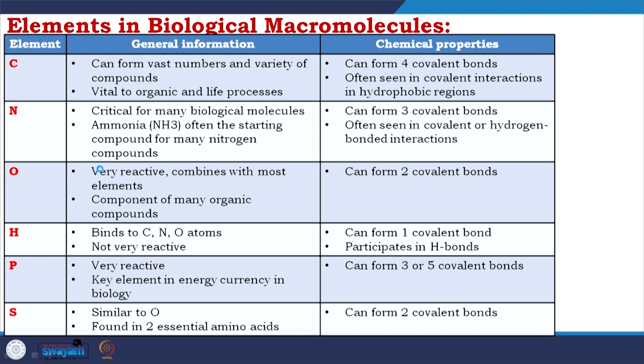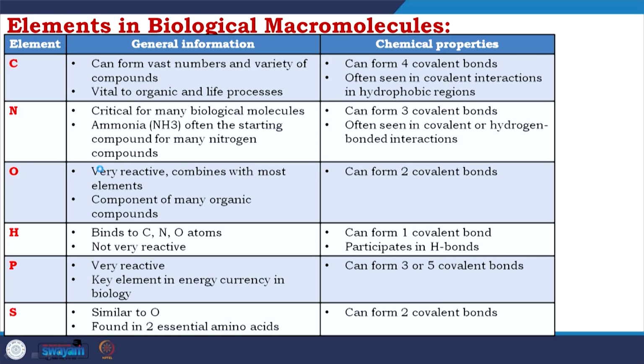Hydrogen binds to carbon, nitrogen, oxygen atoms, not very reactive, can form 1 covalent bond, participates in hydrogen bonds, which is extremely critical in biology especially. Phosphorus, very reactive, key element in energy currency in biology, which is ATP, can form 3 or 5 covalent bonds. Sulfur, similar to oxygen, found in 2 essential amino acids, which are cysteine and methionine, can form 2 covalent bonds.